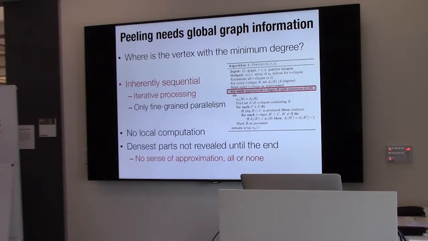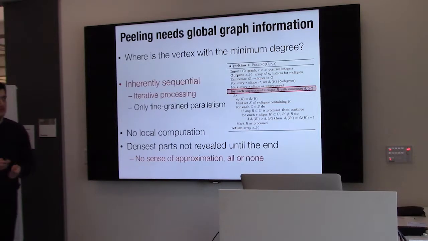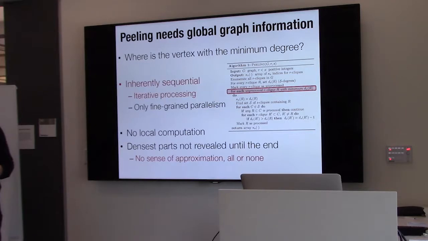Yeah. So the thing is, in the peeling algorithm, we always talk about finding the minimum degree vertex in the entire graph. So you need to have a global view of what's going on in your graph. And every time you should be able to answer where the vertex at the minimum degree is. So this basically requires you to watch the entire graph, and this is an inherently sequential thing actually.